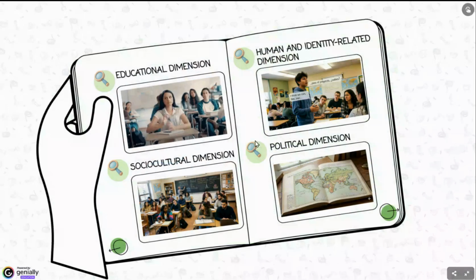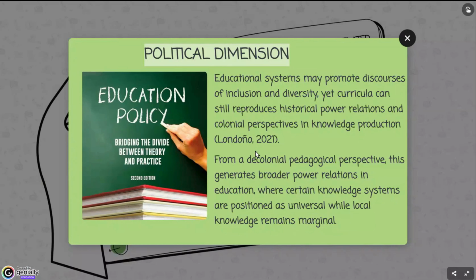From the political dimension, educational policies in Colombia promote inclusion, intercultural dialogue, and respect for diversity. However, from a decolonial perspective, many curricular materials still privilege dominant knowledge and representations of culture. This reflects broader power relations in education, where certain knowledge systems are positioned as universal, while local knowledge remains marginal.